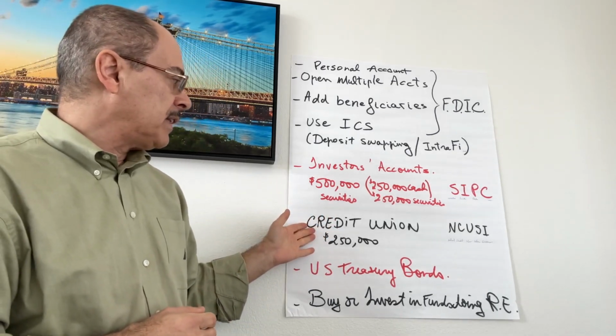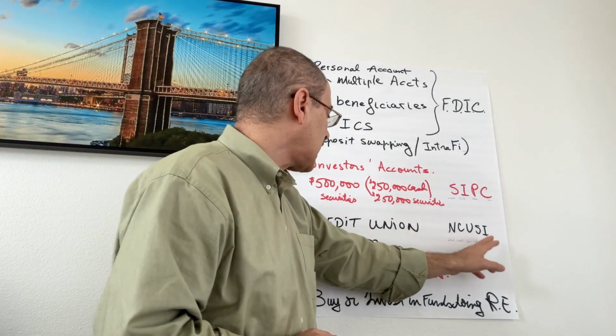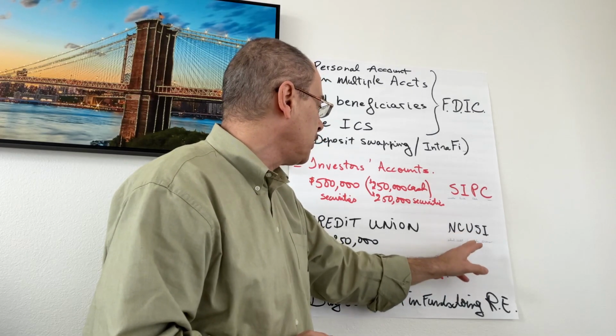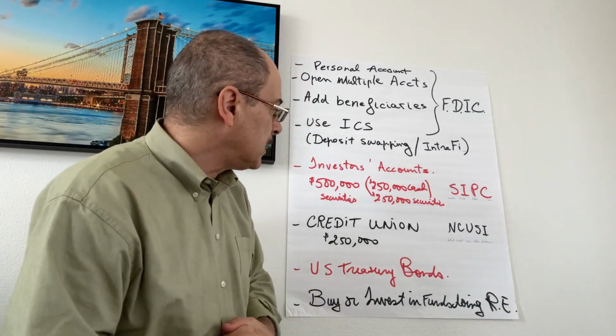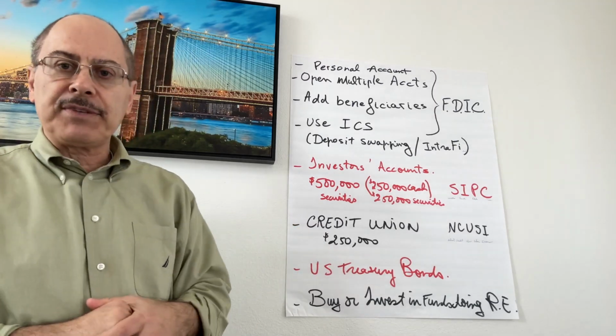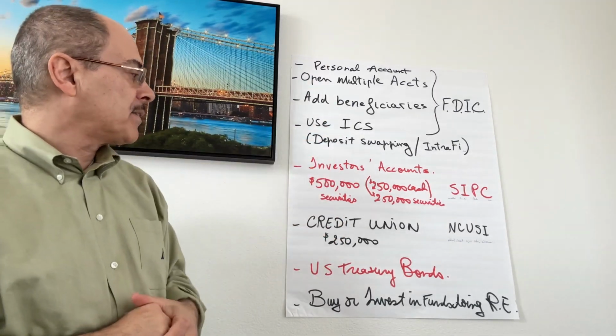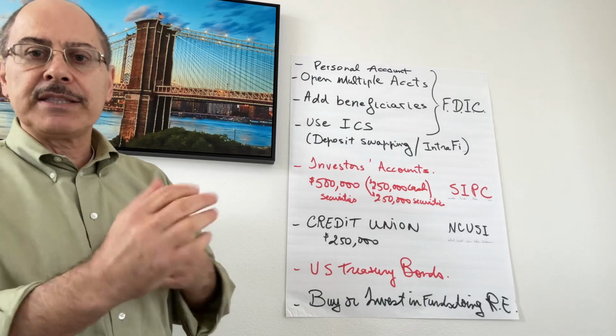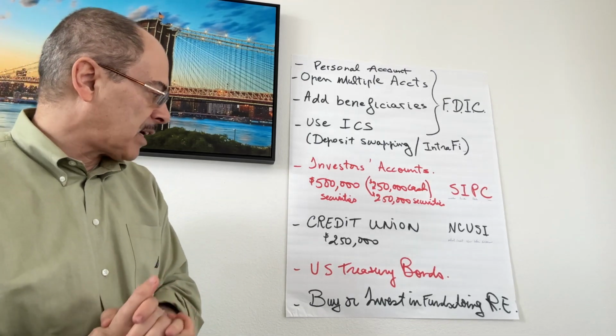If you have a credit union, that is the NCUSIF, which is the National Credit Union Share Insurance Fund, and it covers you up to 250,000. Same system as banks. Again, add beneficiaries, open two separate accounts, etc., etc.